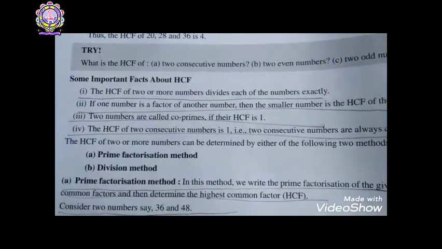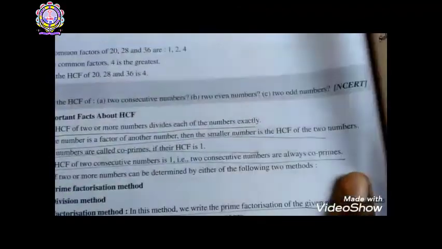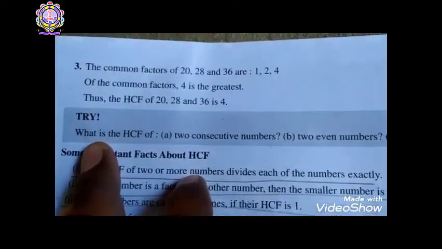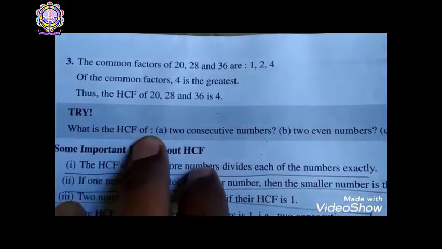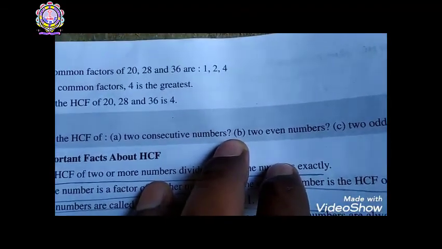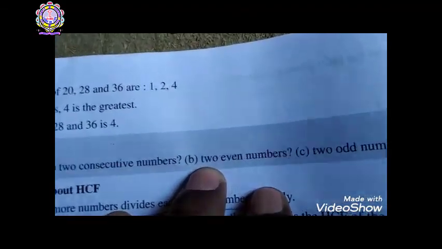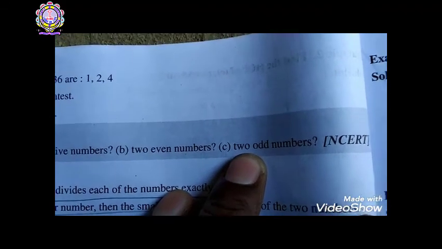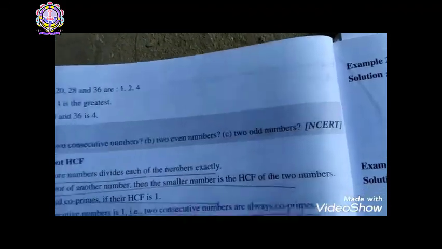Now, homework for you students. Try: what is the HCF of A, two consecutive numbers, B, two even numbers, C, two odd numbers. Give the solution and write the answer of these questions.